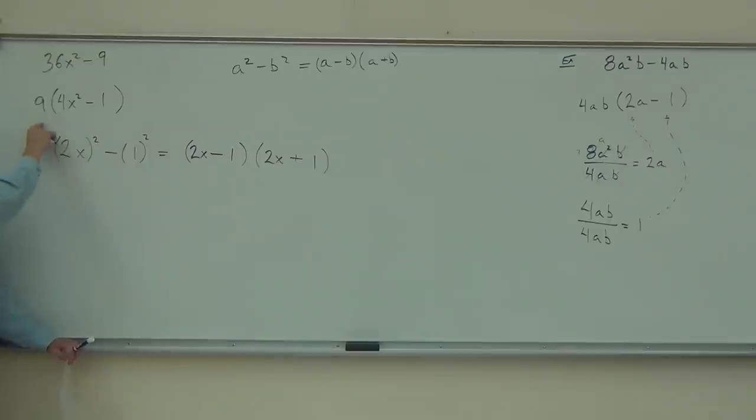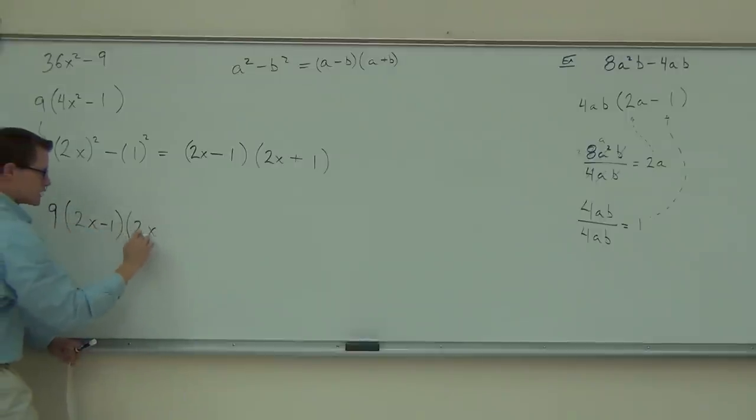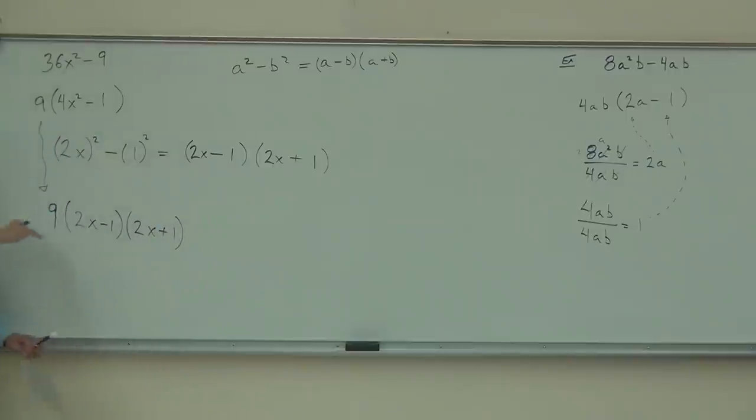Last thing I've got to show you, what happens to the 9? That 9 doesn't just disappear, right? Don't ignore that 9. Our final answer, if we have everything down, so the 9 is going to come down here. We'll have our 9, 2x minus 1, 2x plus 1. We are completely factored here. Completely factored, and we're done.